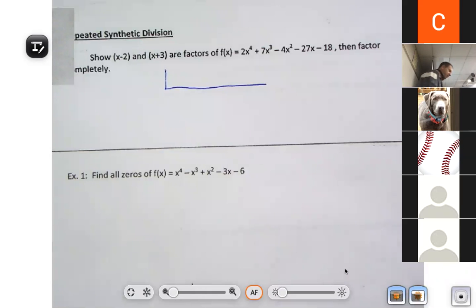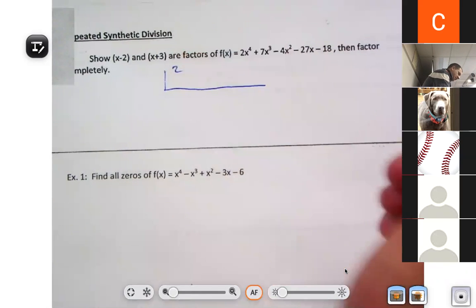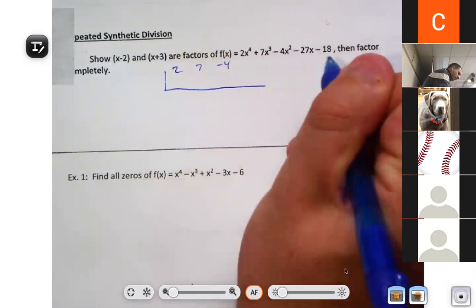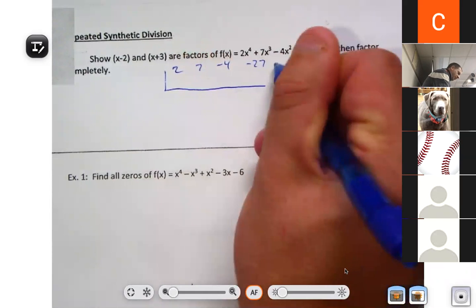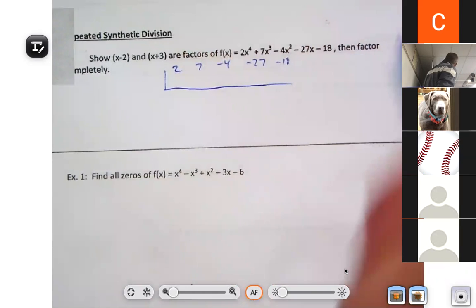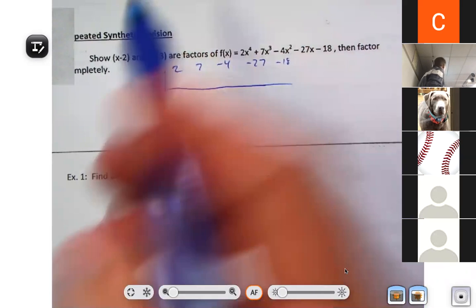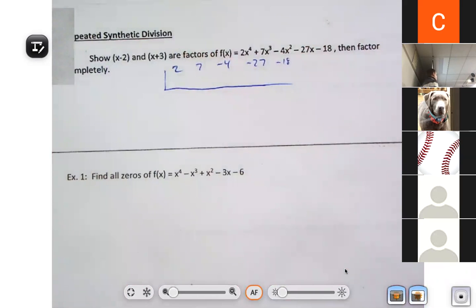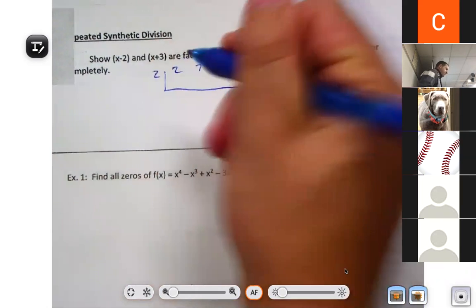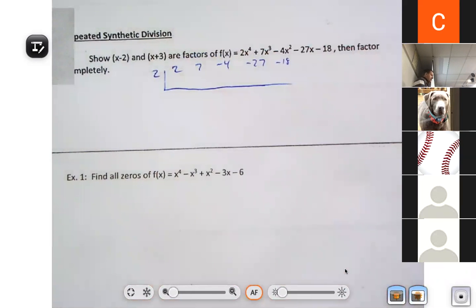Okay, so we're going to put all these coefficients: 2, 7, -4, -27, -18. Now remember, when you're dividing by x minus 2, it's the solution to that factor that goes on the outside. So if you're dividing by x minus 2, it's positive 2 that goes on the outside. And since the problem says show it's a factor, that means it is a factor. That means we should get a remainder of 0 in the end. If you don't, that means you did something wrong.